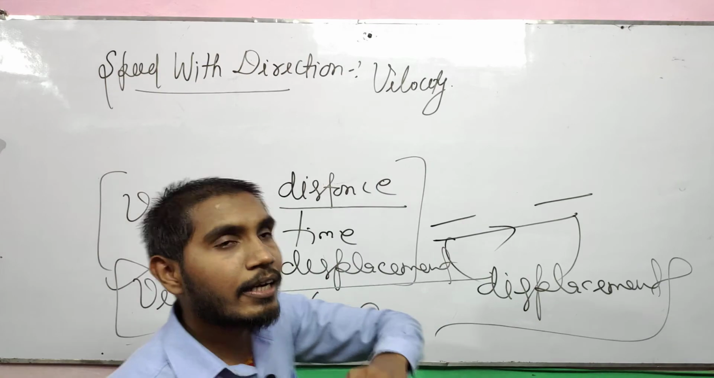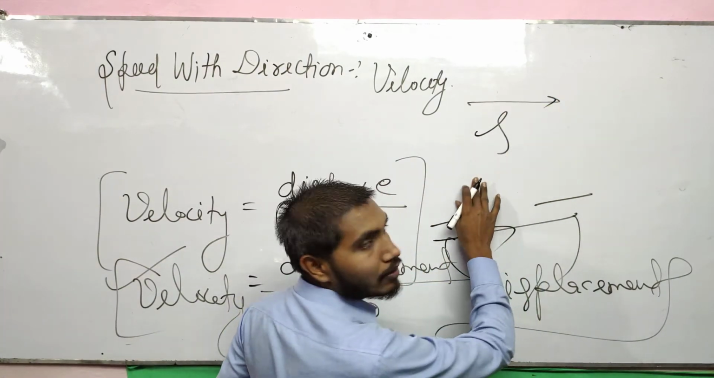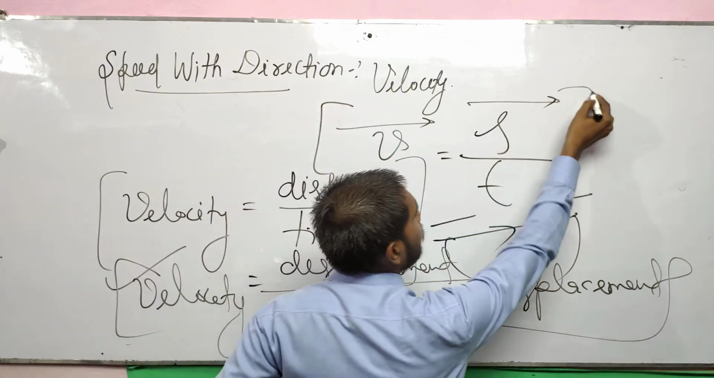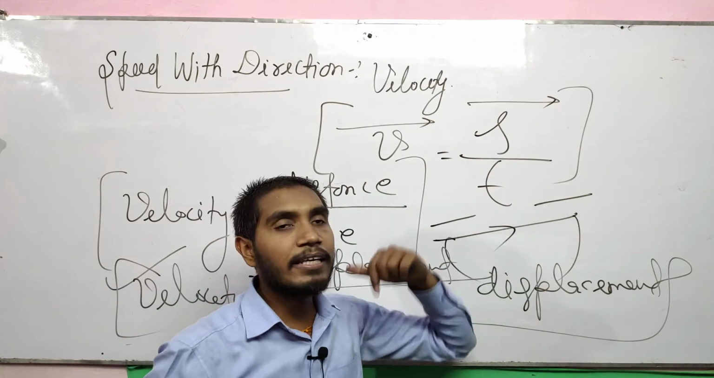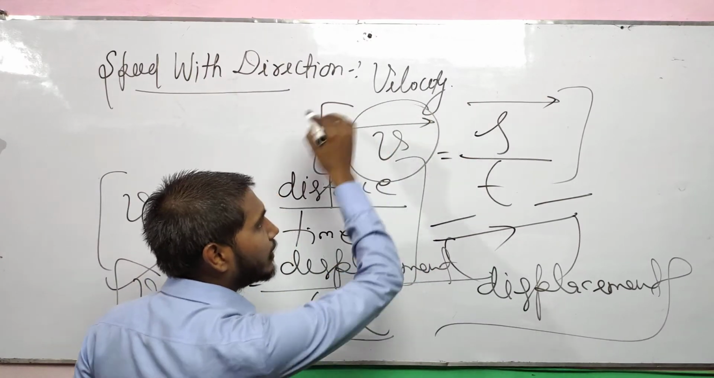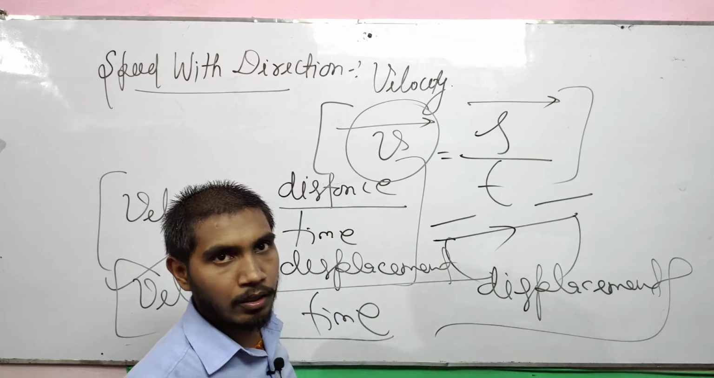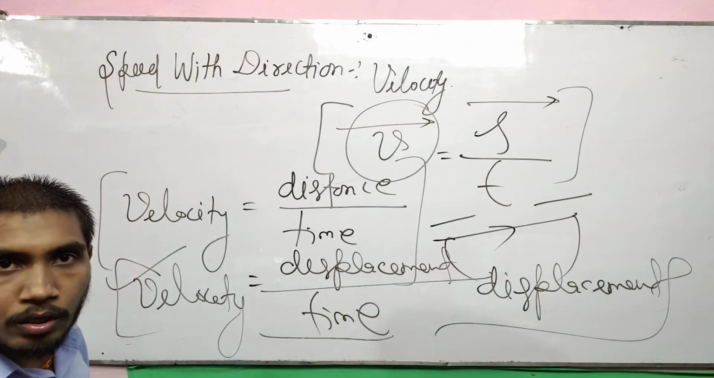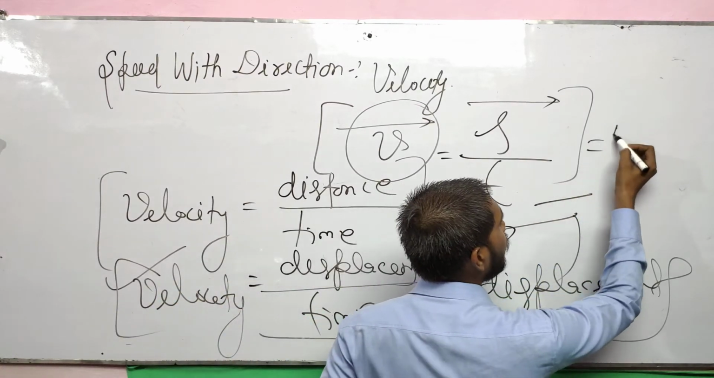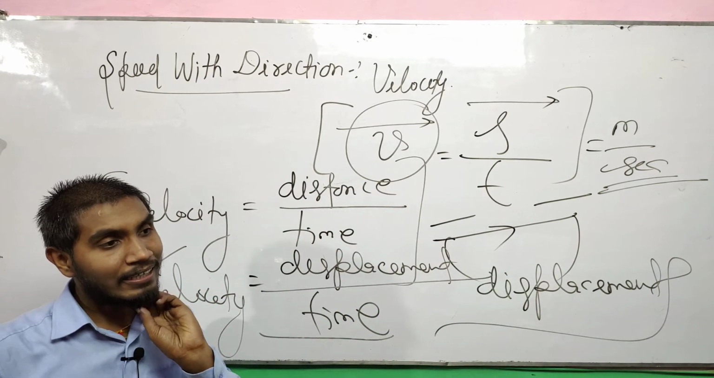If a body experiences displacement s vector per unit time, then this is called velocity. V vector is equal to s vector by t. This is a vector quantity because displacement is a vector quantity. It has both magnitude and direction. Its unit is meter per second.